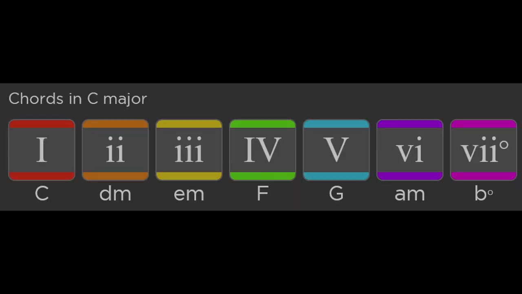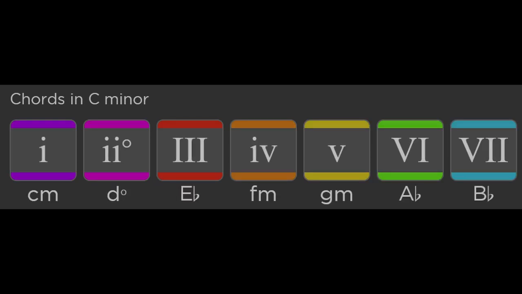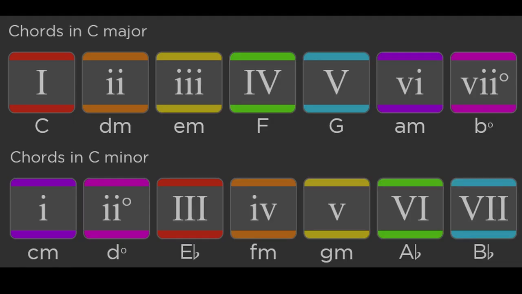In order to build a song, we will need some chords. The C major key has the chords 1 C major, 2 D minor, 3 E minor, 4 F major, 5 G major, 6 A minor, and 7 B diminished. The C minor key has the chords 1 C minor, 2 D diminished, 3 E flat major, 4 F minor, 5 G minor, 6 A flat major, and 7 B flat major. You can see that despite having the same root or tonic note in the scale, these two parallel keys do not have any chords in common.